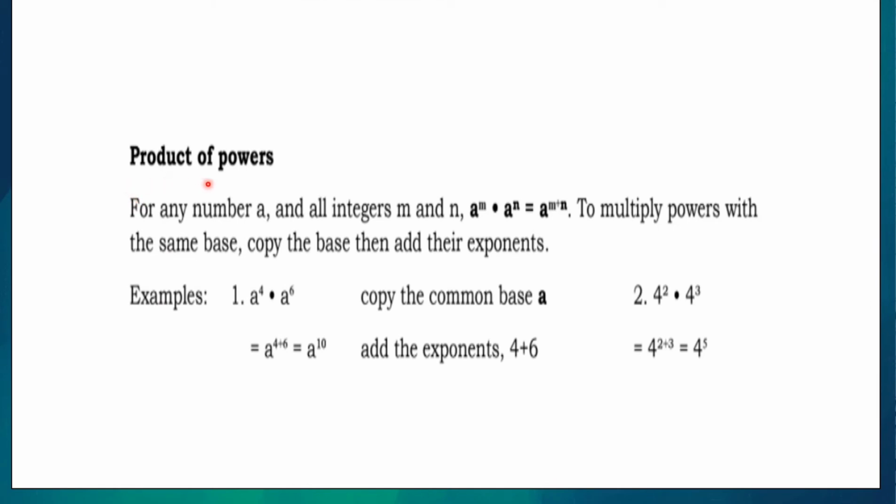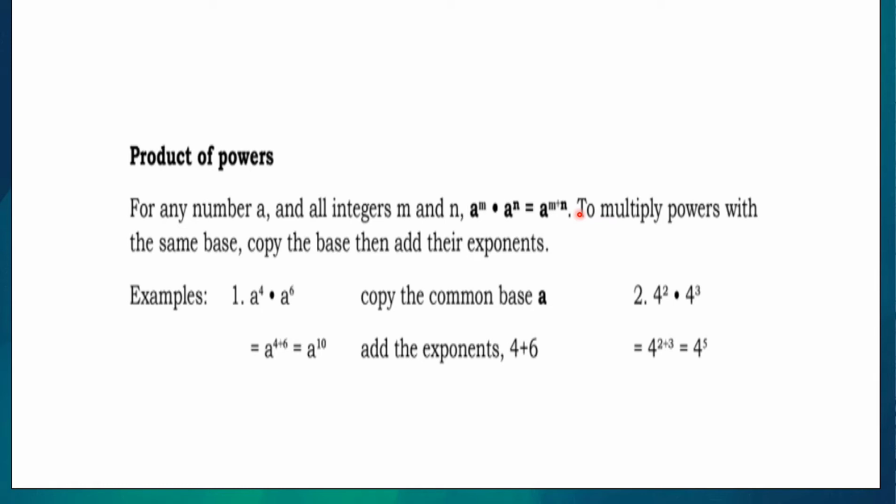Product of powers. For any number a and all integers m and n, a to the power of m times a to the power of n equals a to the power of m plus n. To multiply powers with the same base, copy the base, then add their exponents.